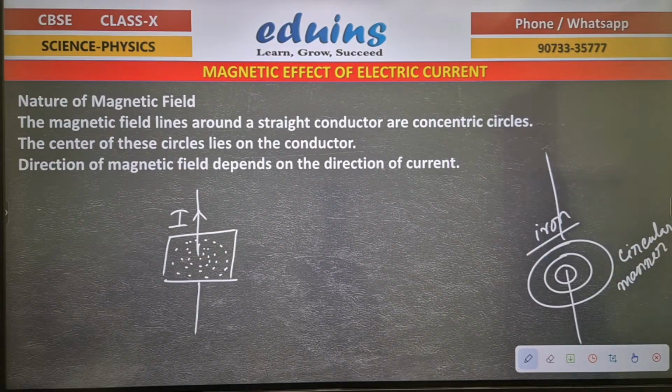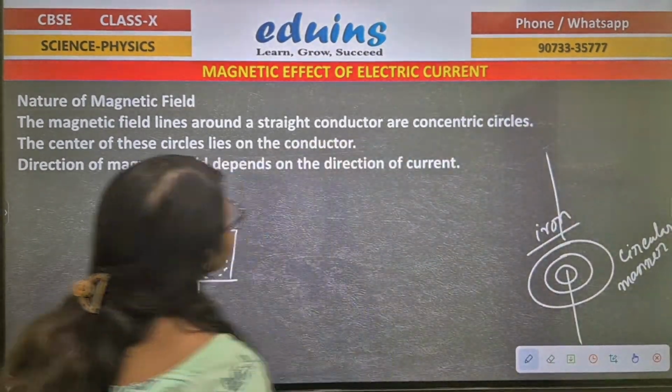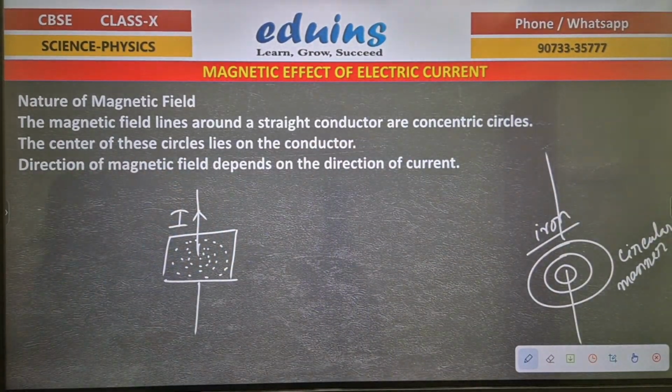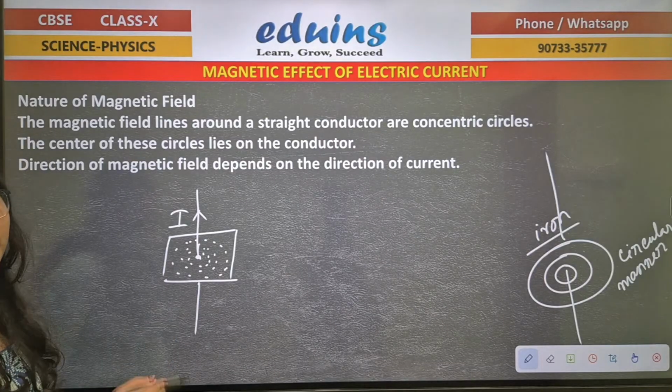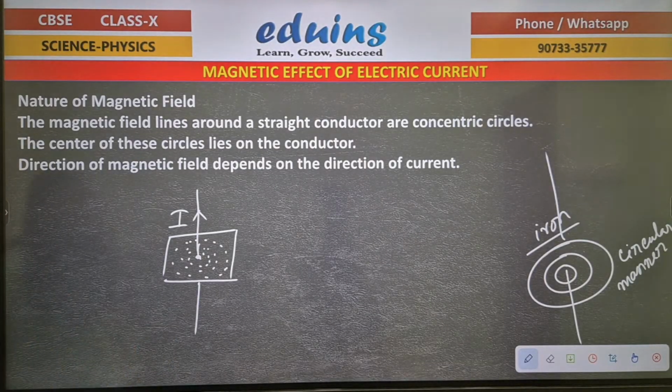Okay. So, the center must be the same for all the concentric circles. The magnetic field lines around a straight conductor are concentric circles. The center of these circles lies on the conductor, so the center lies at any point of the conductor. And the direction of the magnetic field depends on the direction of the current.